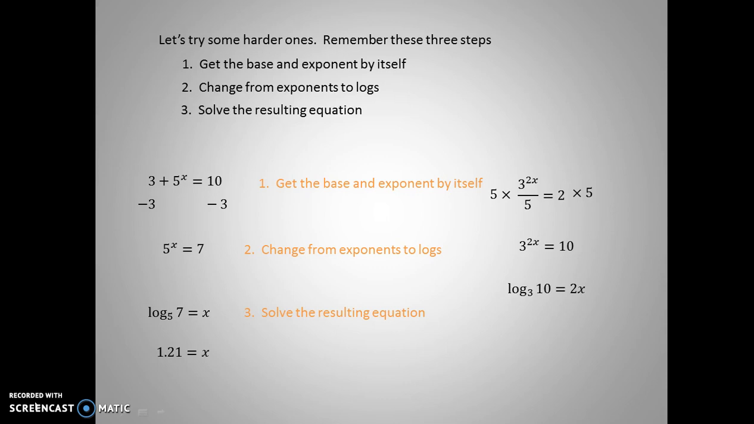I'm going to put the log base 3 of 10 in my calculator and end up with 2.1 is equal to 2x. And now I still have one more step left to do because I want x by itself. So I divide both sides by 2 and I end up with x equals 1.05. Okay? Just a few more examples. We're going to do two more. They're going to follow these same steps. They might just be a little harder, but the steps are the same.